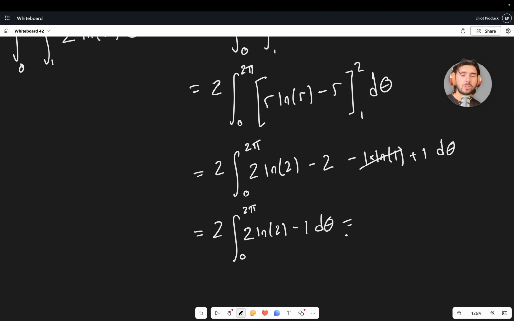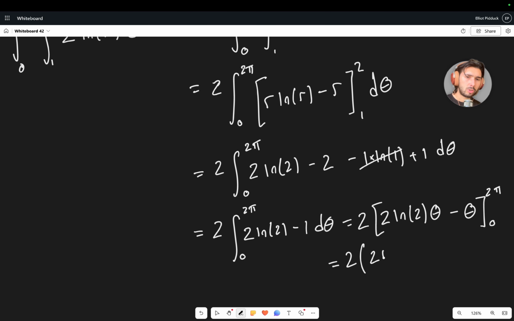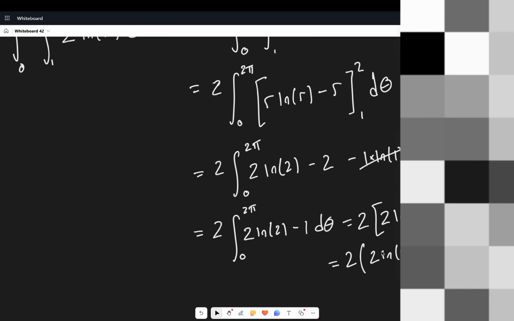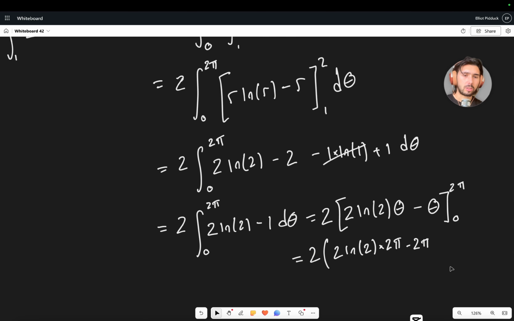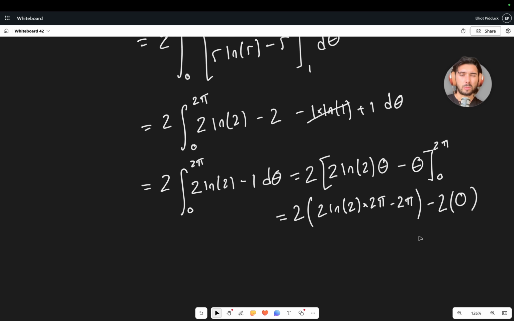And this is super easy to integrate because, of course, all we do is just times each term by theta because it's a constant and another constant. So it's just going to be 2 times the natural log of 2 times theta minus theta. And you could even factor it out and just have 1 theta on the outside there. All right, so we've got 2 times 2 ln 2 times 2 pi minus 2 pi, and we can actually see that the other term will just be 0. Okay, so the other term is just going to be 0. So we've got a closed bracket there, minus 2 times, both of these terms are just 0, so we don't need to really worry too much about them.